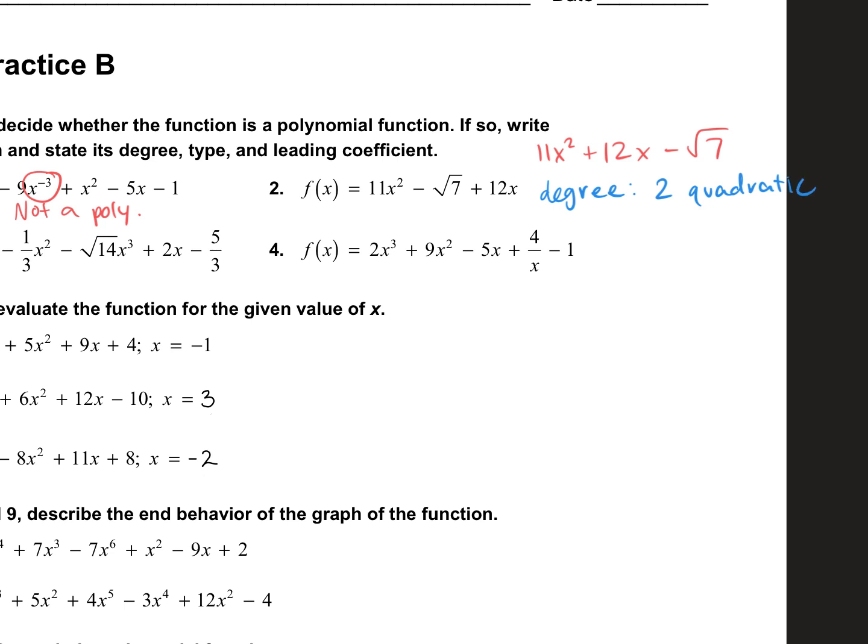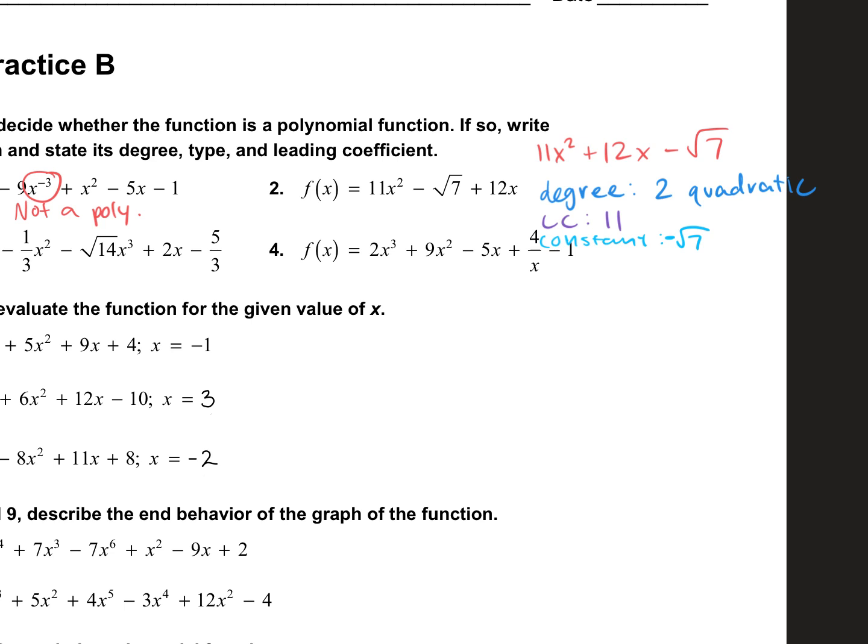Quadratic. And what is our leading coefficient? 11. And what is our constant? Negative square root 7. Constant.